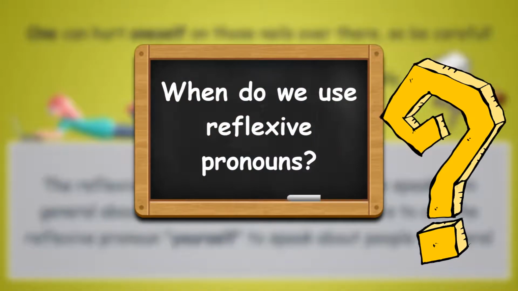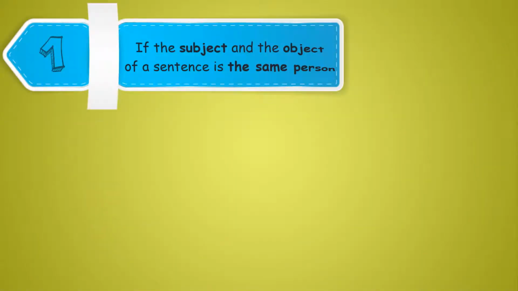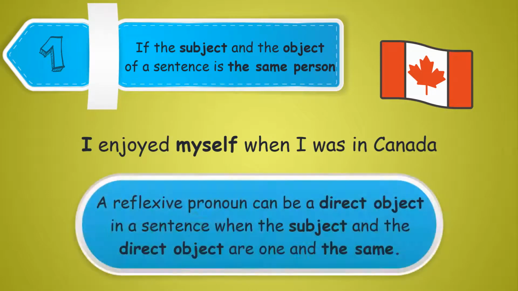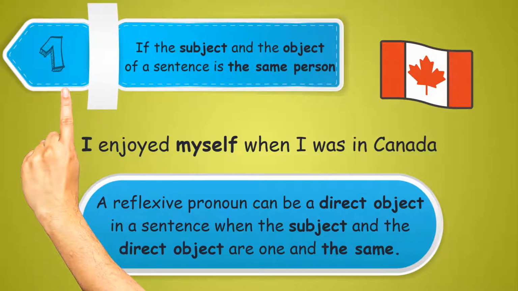When do we use reflexive pronouns? If the subject and the object of a sentence is the same person. I enjoyed myself when I was in Canada. A reflexive pronoun can be a direct object in a sentence when the subject and the direct object are one and the same.